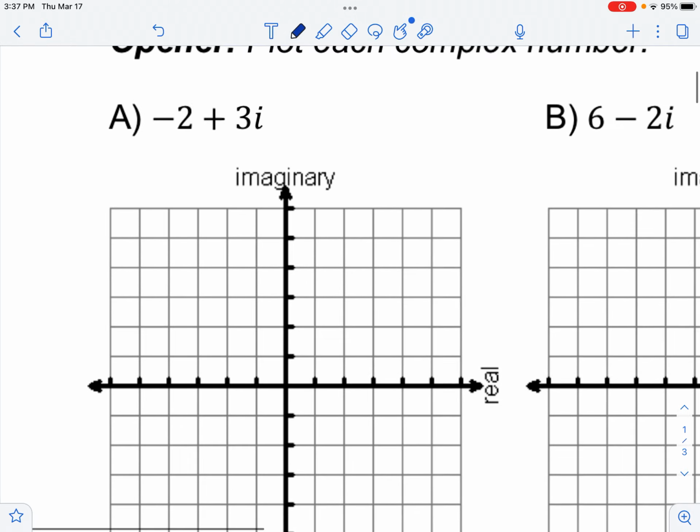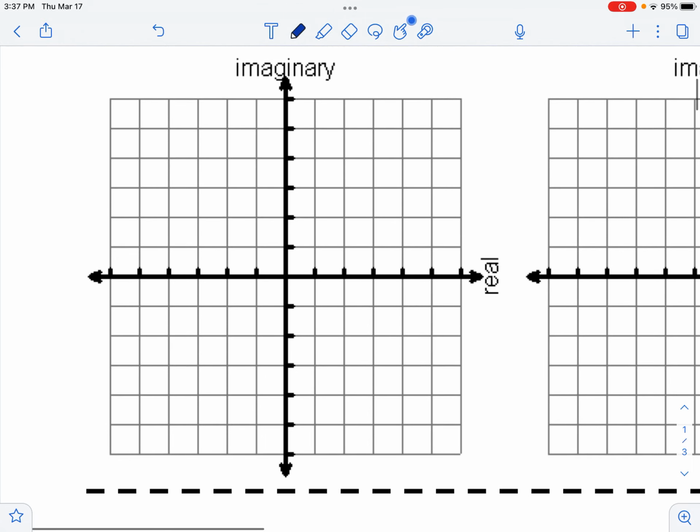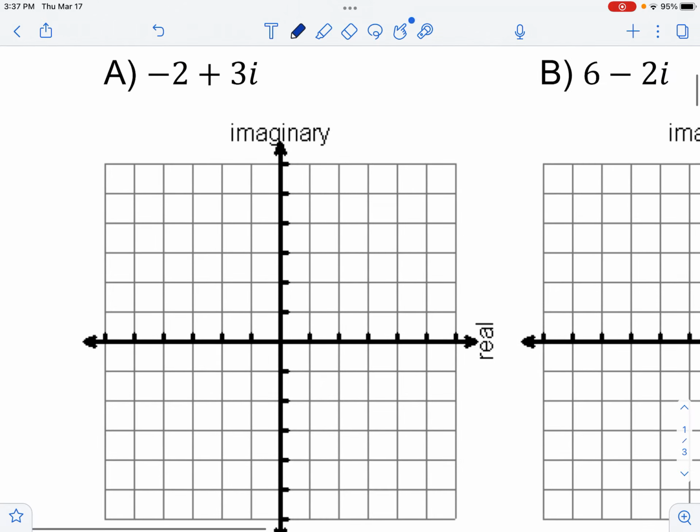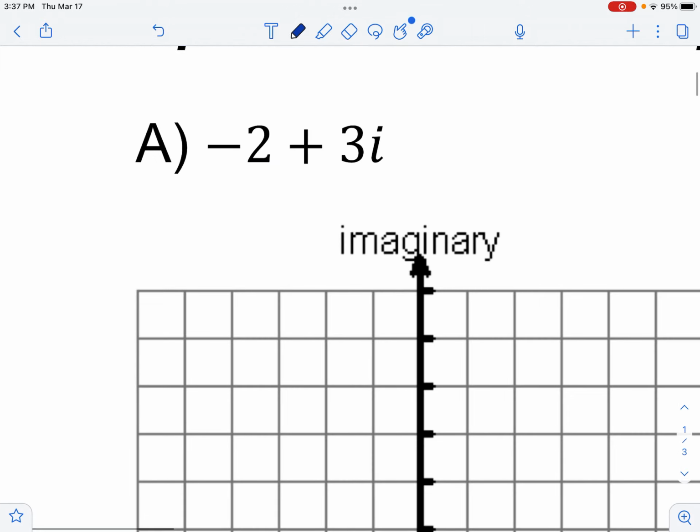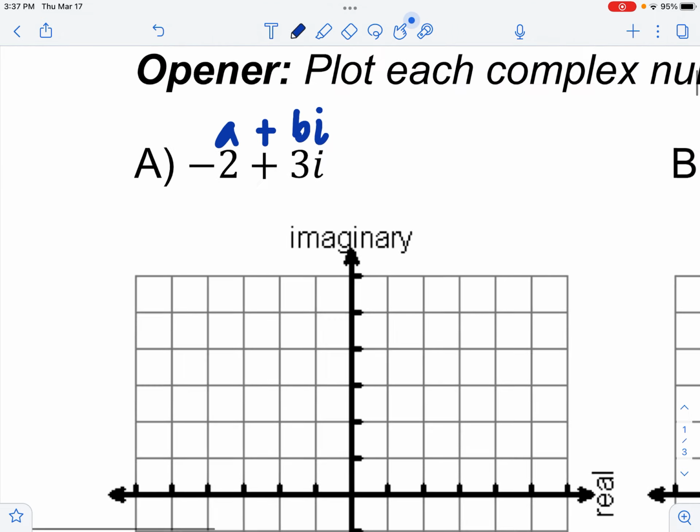If you look at this coordinate plane, it's not the normal x and y axis. We have a real axis and an imaginary axis. So the x-axis that we're used to is really the real axis. The y-axis that we're used to is really the imaginary axis. So if you look at this complex number, an imaginary number here, it's in the form a plus bi, okay, where a is the real part and bi is the imaginary part.